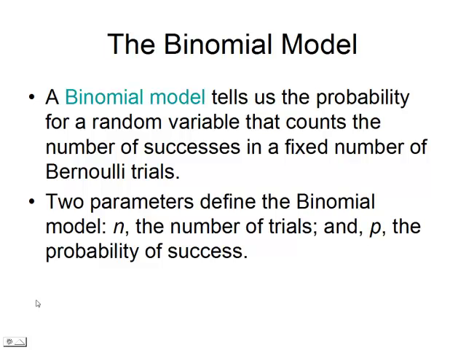A binomial model tells us the probability for a random variable that counts the number of successes in a fixed number of Bernoulli trials. Two parameters define the binomial model: n, the number of trials, and p, the probability of success.